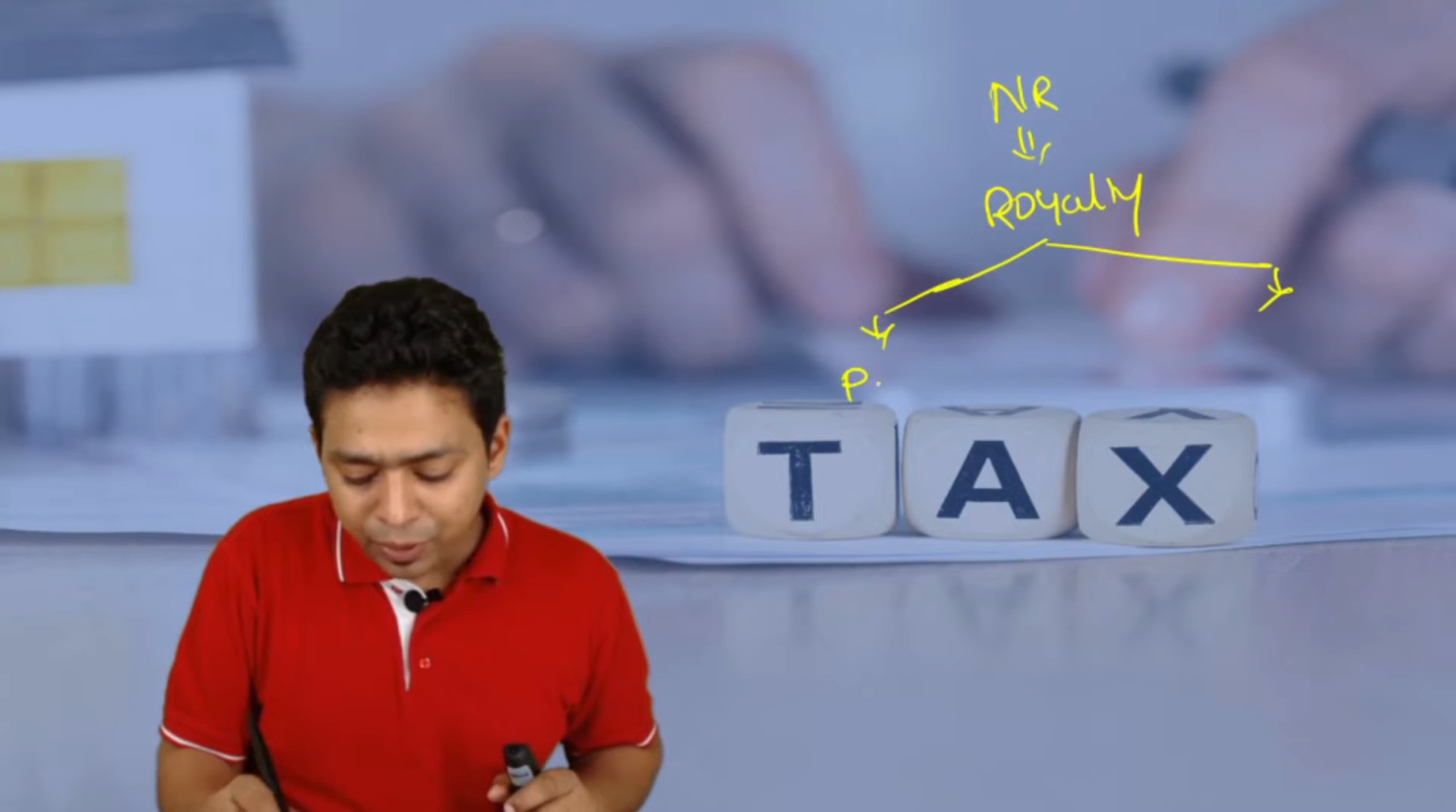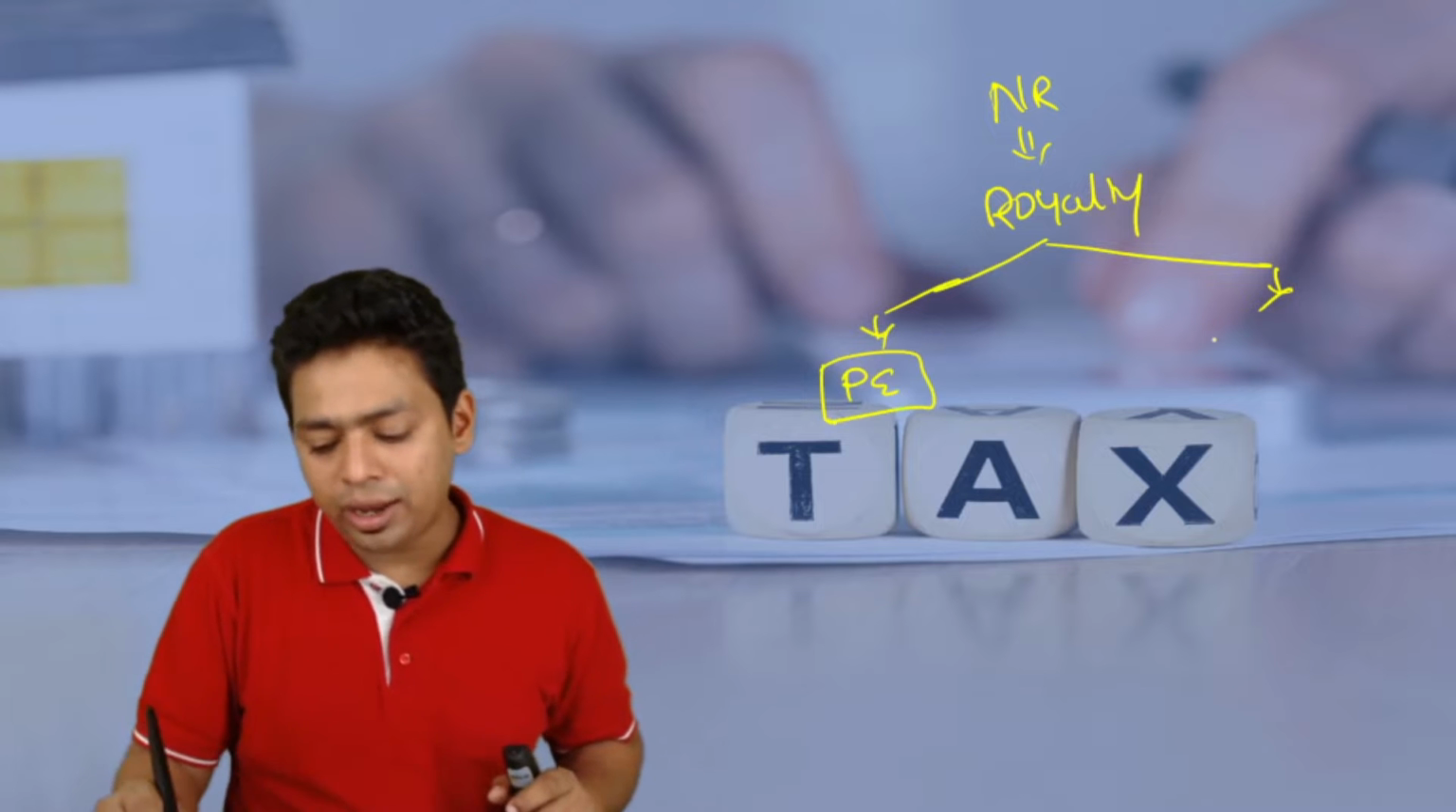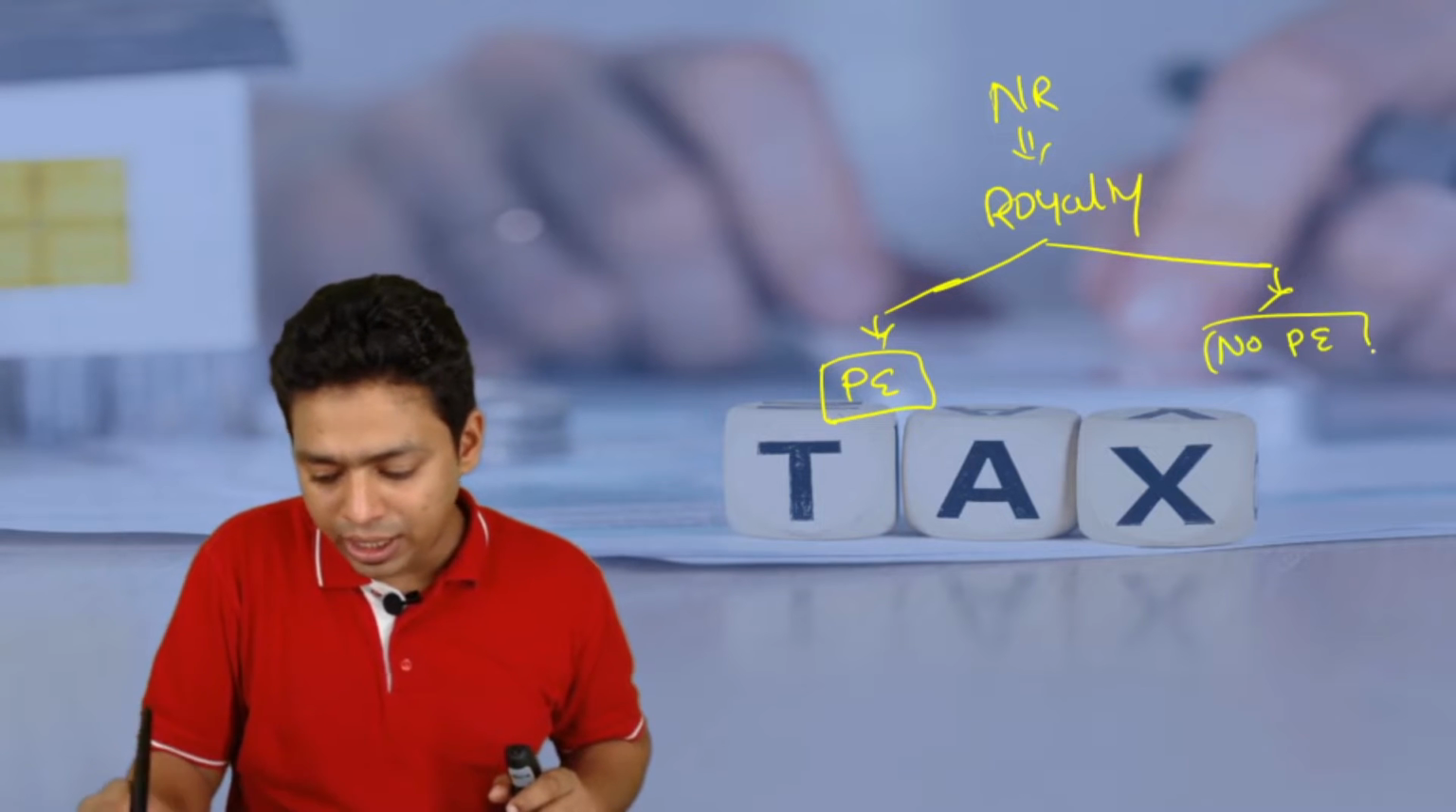he is having two choices. In fact, he is having two choices, or there are two possible situations. If he is having a permanent establishment in India, and if he is having no permanent establishment in India.